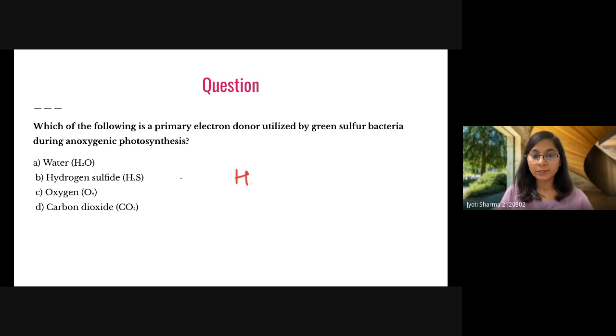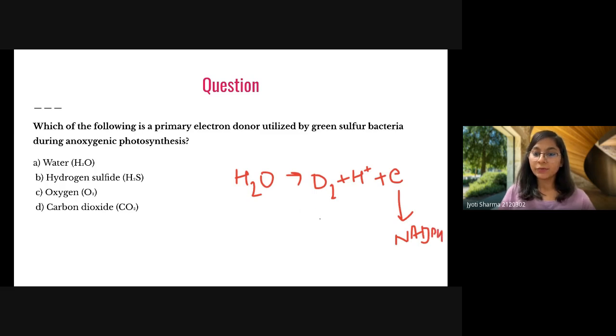We have learned that we had H2O. This H2O will be split into O2 plus H plus ion and electrons. These electrons will be used for the synthesis of NADPH, and we have learnt that this H plus ion will be utilized for the conversion to ATP. And this O2 is just the byproduct, and this byproduct will be released into the atmosphere.